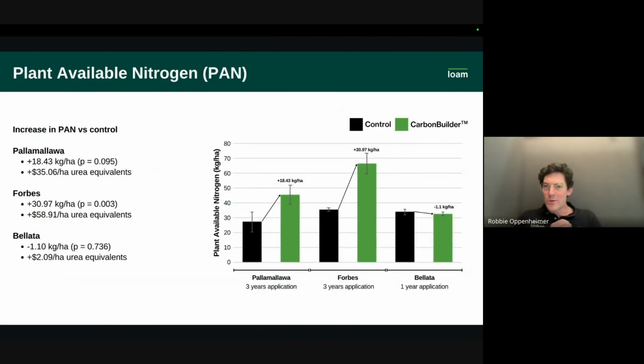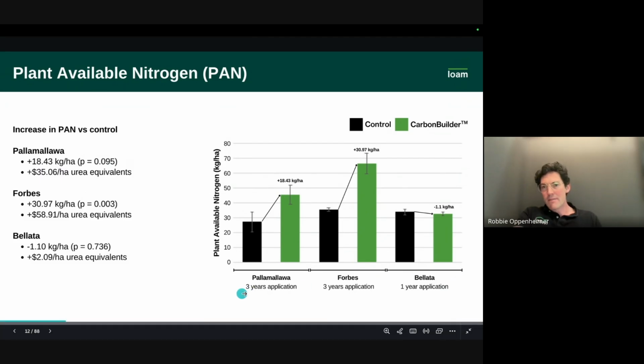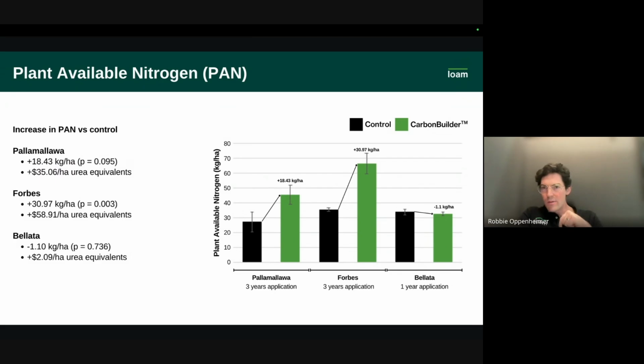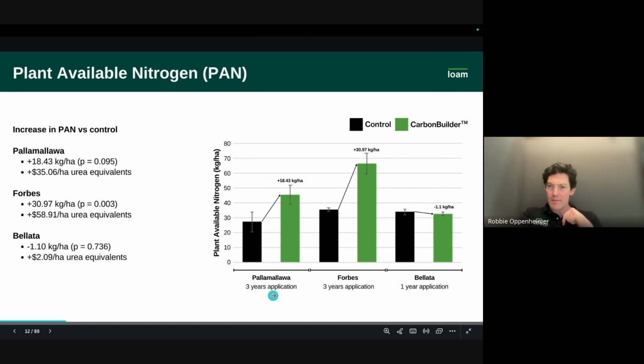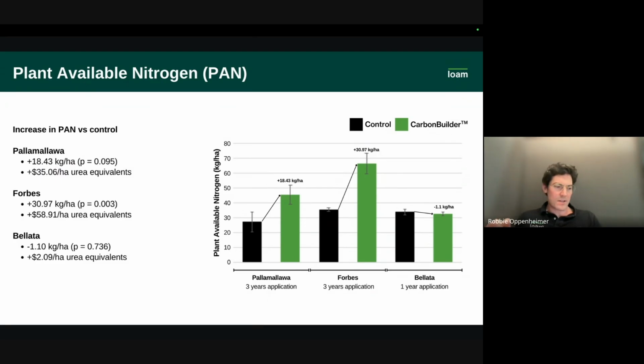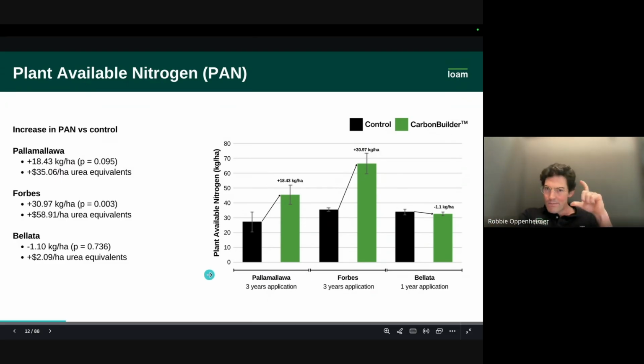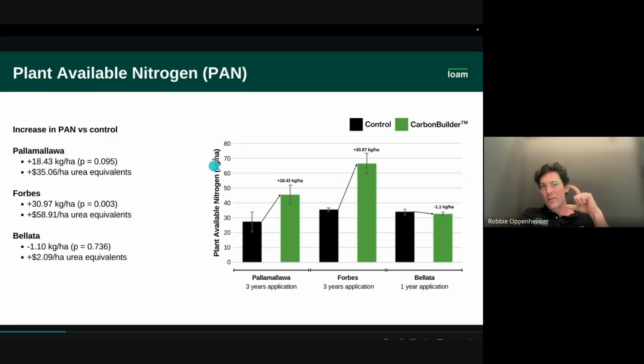I said at the start that we'd talk about nitrogen, and this is a really interesting view of those 3-year trials where we've taken the soil samples after 3 years of application. So this is actually in January, just 2 months ago, after 3 years of application at Pally and Forbes sites, and then measured the nitrate nitrogen and ammonia nitrogen. They're summed together and plotted on this vertical axis here. So we can see what's the plant available nitrogen going into the 4th year of these trials.